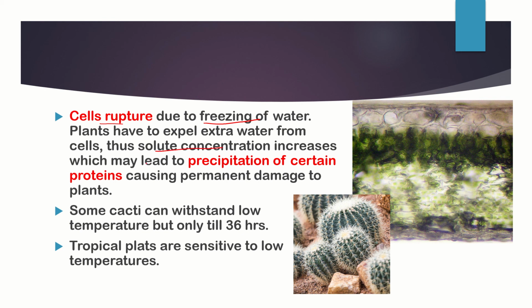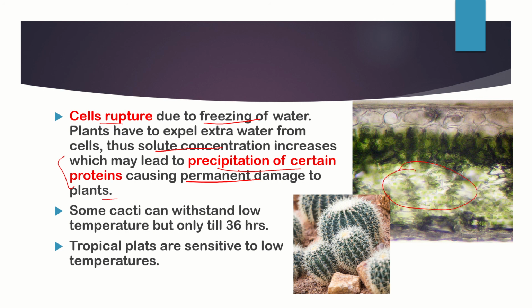Because water is expelled, the overall osmotic concentration of the cell is going to increase, but it has its own implications. What? When the solute concentration increases, the proteins precipitate. And once the proteins precipitate within the cells, ultimately the cell is going to die and the plant will be dead. Okay, so this is the effect of cold, what is called frost injury. So you can observe here the cells, see the cells, they are totally damaged cells, ruptured cells.